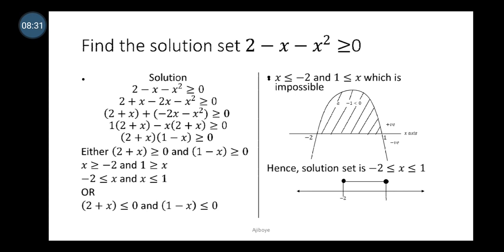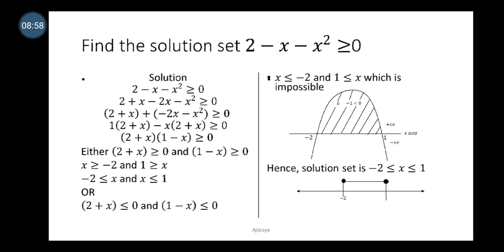On the other hand, when the two numbers are negative, 2 plus x is less than or equals to 0, and 1 minus x is less than or equals to 0. Solving the two linear inequalities, we have x is less than or equals to minus 2, and 1 is less than or equal to x. And this is impossible. You can't say that x is less than minus 2, and then you are saying 1 is less than x. No.